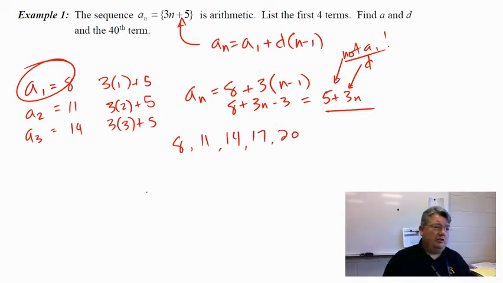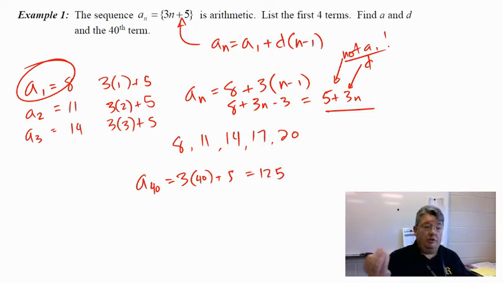Find the 40th term. Well, the 40th term is just found by putting 40 into the original equation: 3 times 40 plus 5. 3 times 40 is 120, plus 5 is 125. Of course, if you didn't want to use the formula, you could just go 8, 11, 14, 17, 20, 23, 26, 29, 32, 35. I lost count. Start over. See what I mean? You go 40 terms out and do it that way. That's one way, not the most time-efficient way.